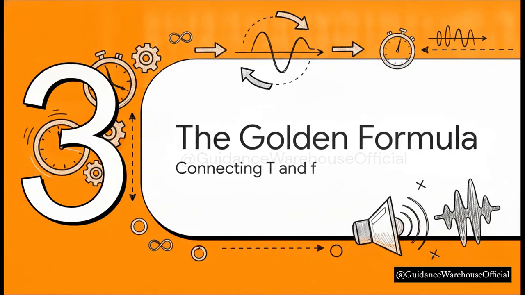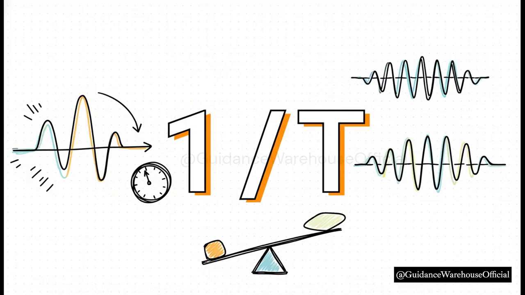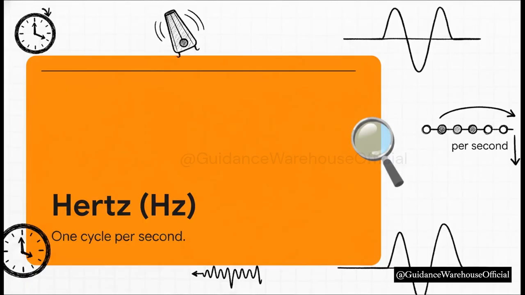Okay, next look at Section 3, the golden formula, connecting T and f mathematically. Now that we've got the basic concept down, here is the golden mathematical relationship between the two. Frequency is equal to 1 divided by the period: f = 1/T. They are exact mathematical inverses of each other. If you know one of them, you can always find the other. But wait, to actually calculate this, we need standardized units. The standard SI unit for frequency is the Hertz, abbreviated Hz. 1 Hertz literally just means one complete oscillation per second. So if something happens 50 times in 1 second, wow, its frequency is 50 Hertz.